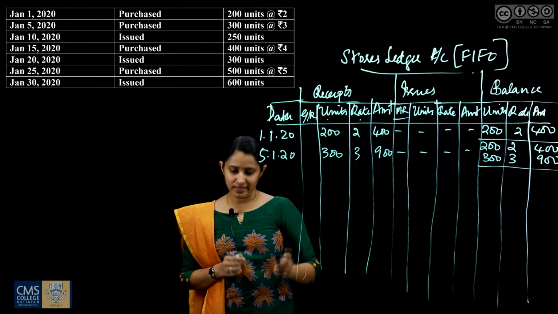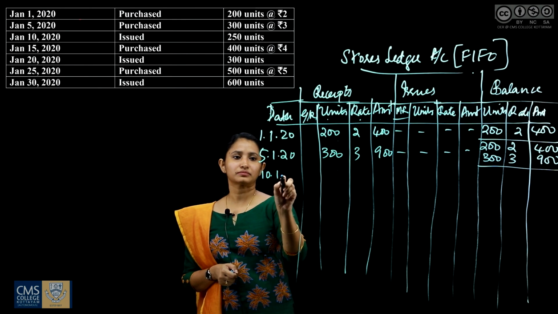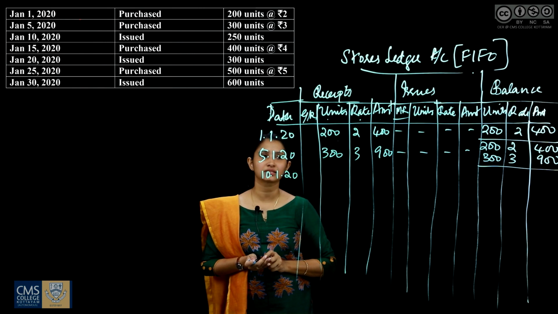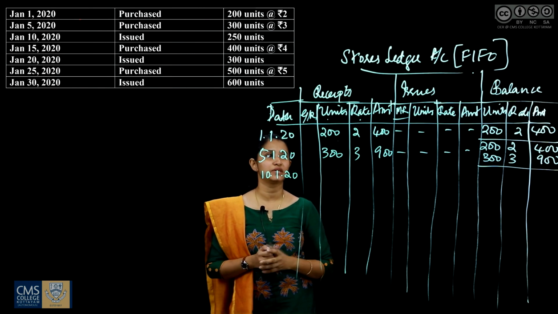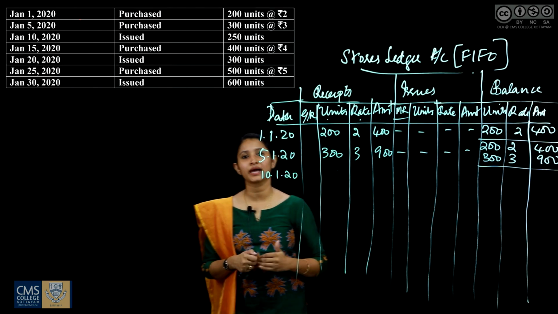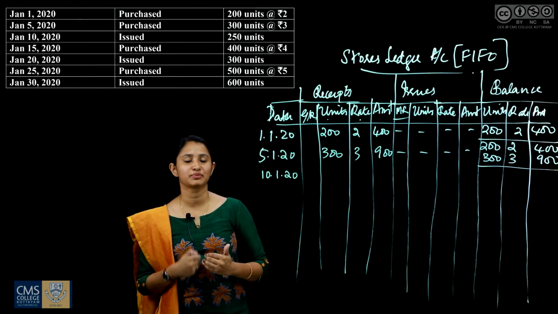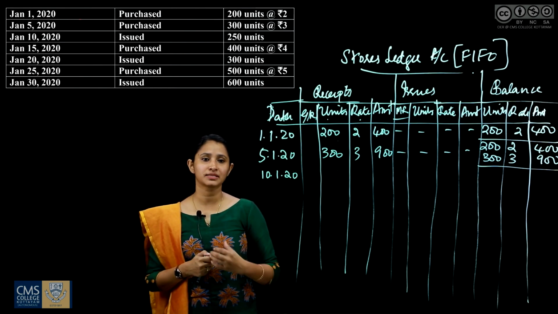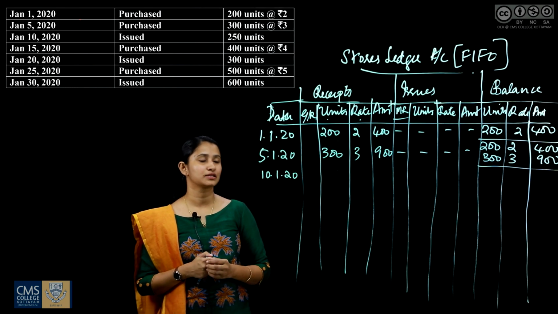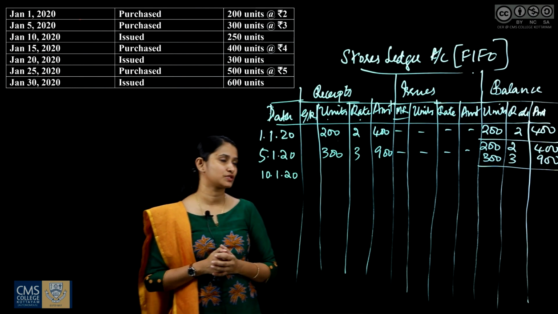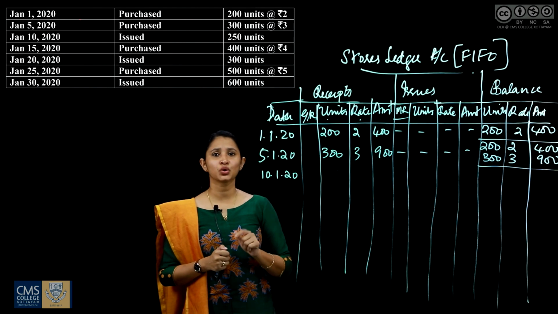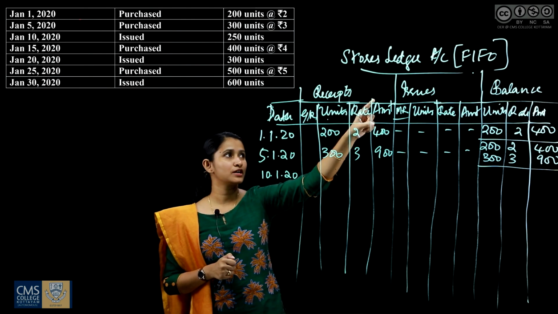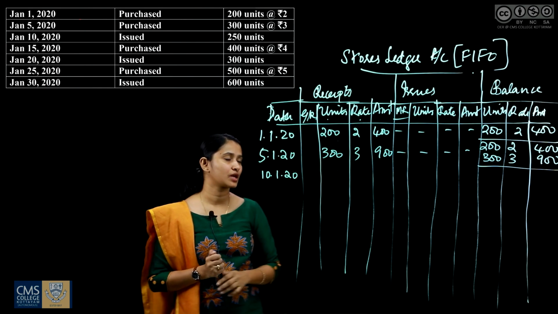Then on 10th January, we have an issue. The production department has asked us to issue 250 materials. So here is where the pricing of materials principle comes into application. The production department has asked us to issue 250 units of materials from the stores. As I told you, the method that we are dealing with right now is first in, first out.